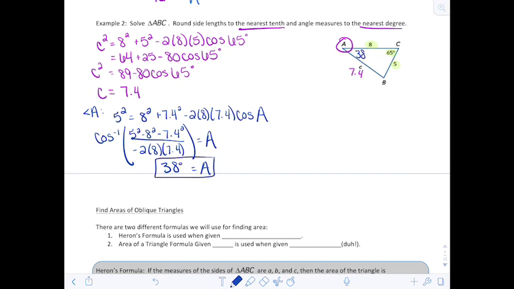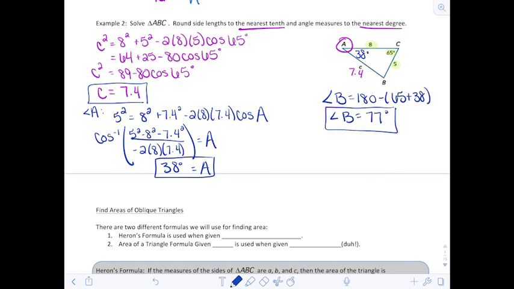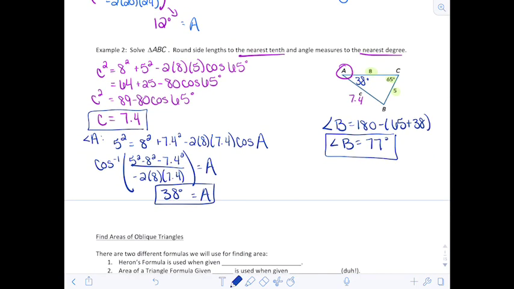So now that we know A is 38 degrees, we can go ahead and find the other angle B, which is just going to be 180 degrees minus 65 degrees plus the 38 degrees, which is going to be 77 degrees. So we've solved the triangle. We have side C of 7.4, angle A of 38 degrees and angle B of 77 degrees. So these are two ways that we've used the law of cosines, one where we're given all three sides and one where we started out with side, angle, side.